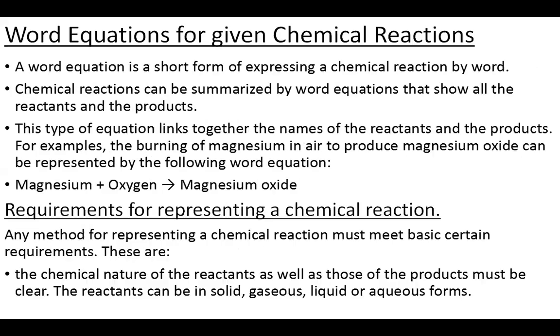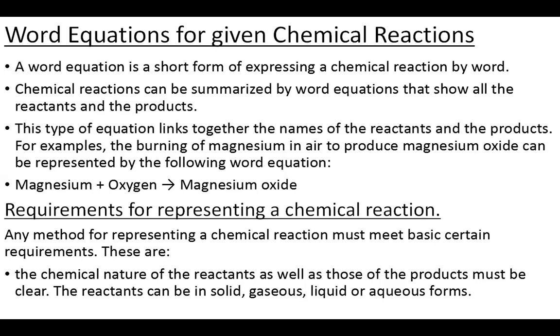Moving on. Let's see the word equations for given chemical reactions. What do we mean when we talk about word equations? Here we mean that it is a short form of expressing a chemical reaction by words. Now, a chemical reaction can be summarized by word equations that show all the reactants and the products. This type of equation links together the names of the reactants and the products.